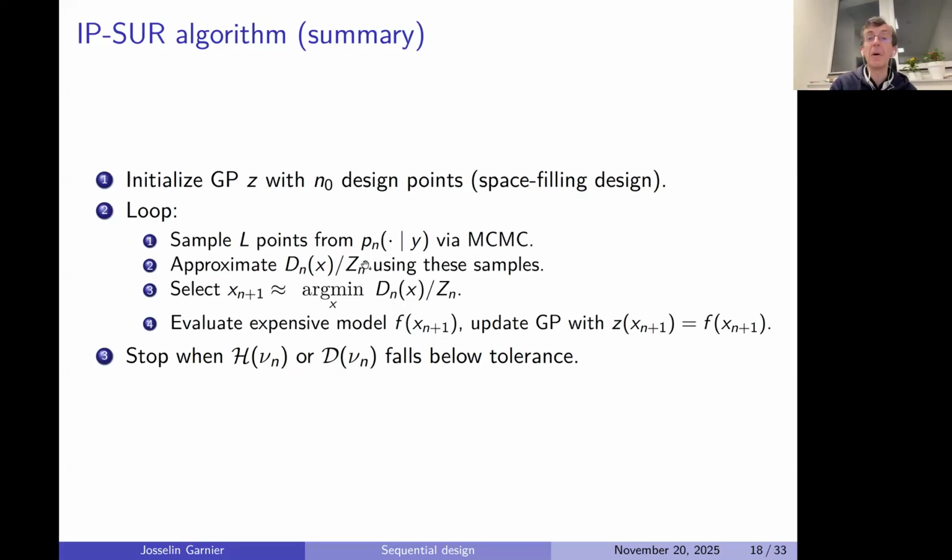And then with a unique sample of MCMC, you can minimize the J_n of x. And then, once you have selected x_{n+1}, you call the expensive model f at this point x_{n+1}, you update the GP with this observation, and you repeat. You go one step further in the loop. And you have to stop. So stop when you are happy.